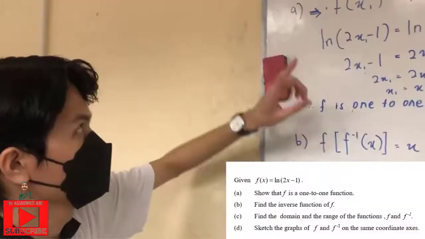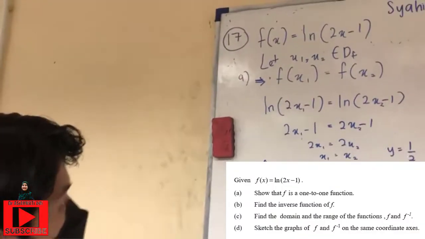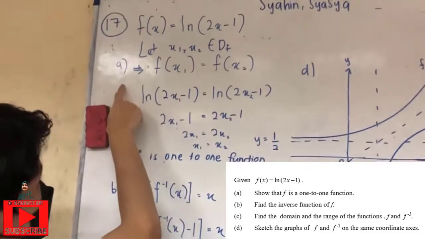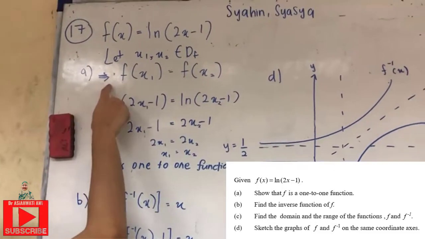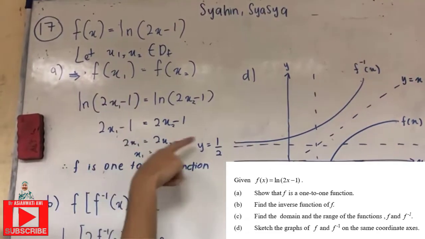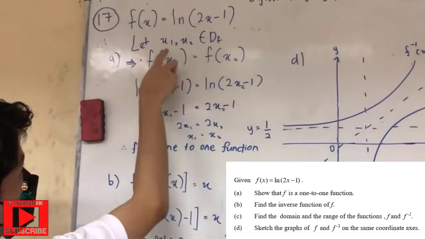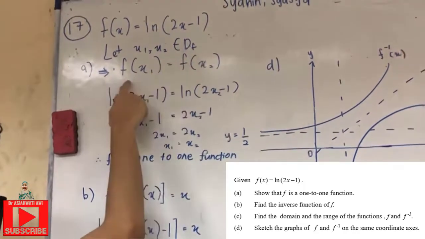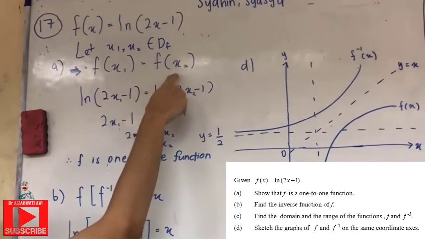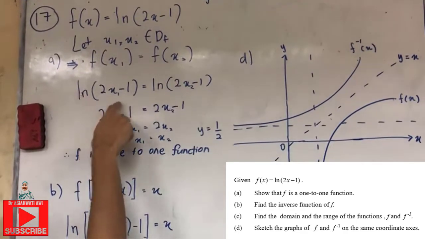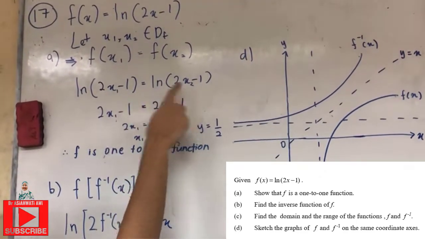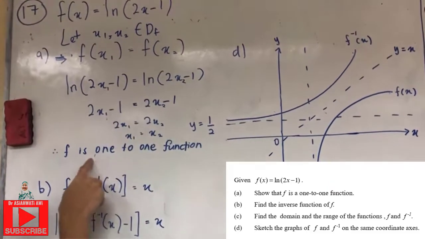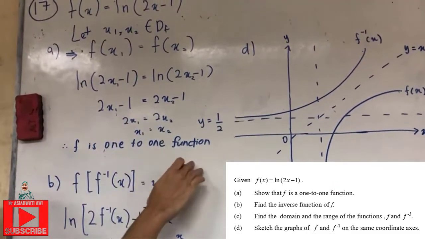Okay, question 17. Given f(x) equal to ln(2x minus 1). So question A asks if it's a 1-to-1 function. So we let x1, x2 belong to the domain of f. So f(x1) equal to f(x2). Then we compare and we will get x1 equal to x2. So it's the same. So f is a 1-to-1 function.